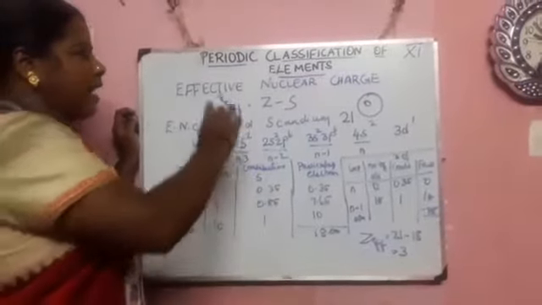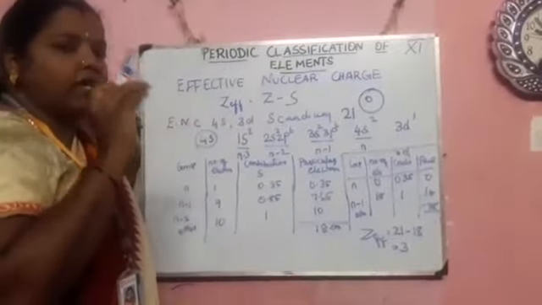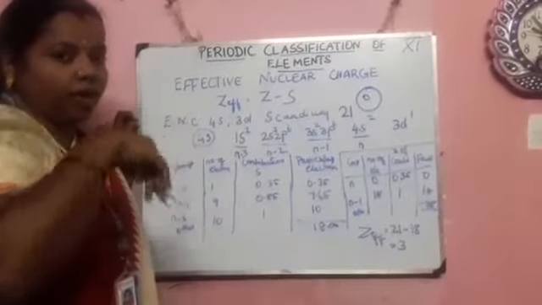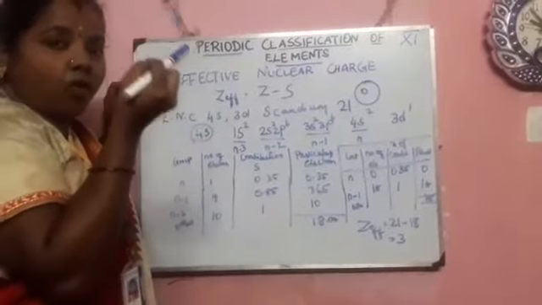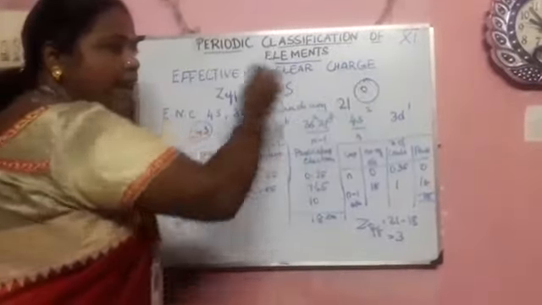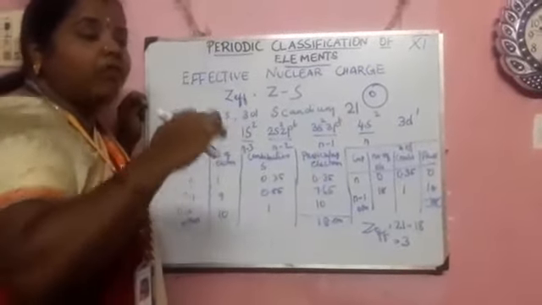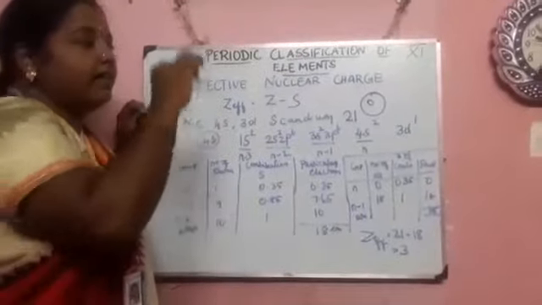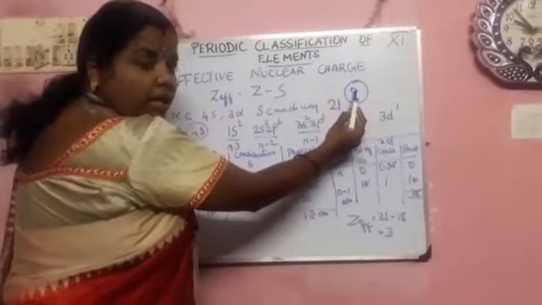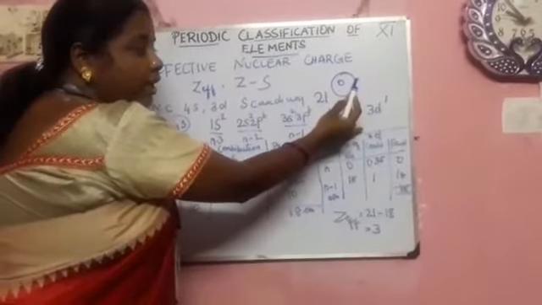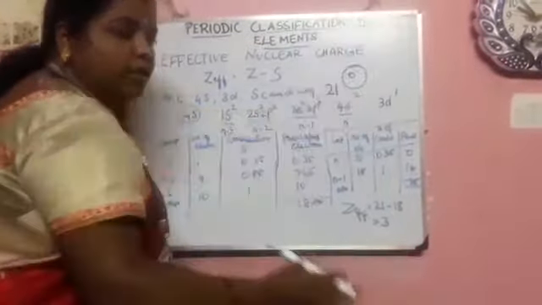The next topic is effective nuclear charge. In every atom, the nucleus is at the center and the electrons revolve around it. Due to the electrostatic attractive force between the nucleus and the electrons, the electrons are attracted towards the nucleus. So we cannot find the valence shell separately. Here is a nucleus and here the electrons revolve around it. Because of the electrostatic force, they are attracted towards itself, and we cannot distinguish between them.